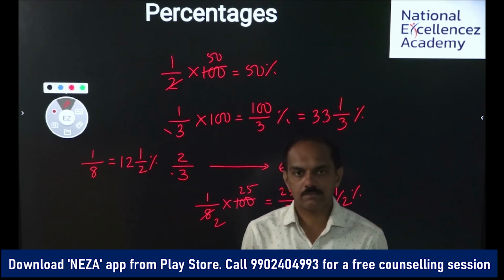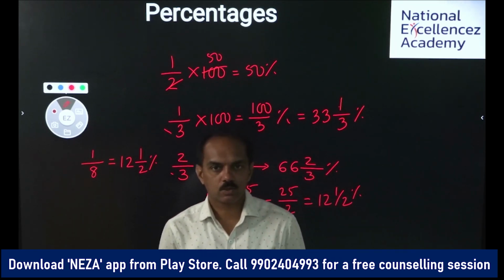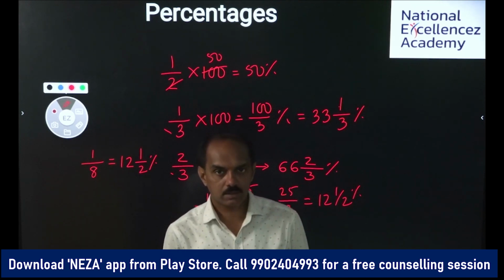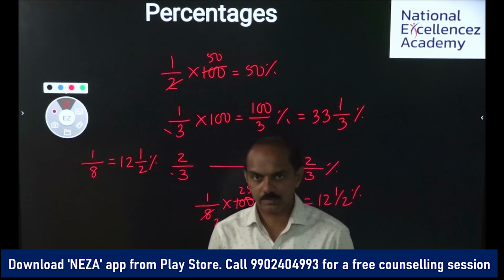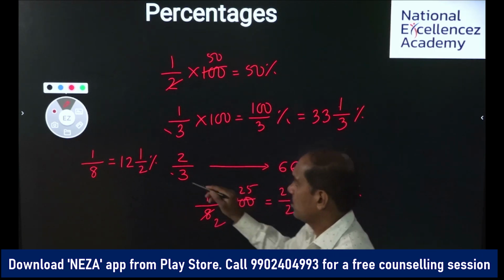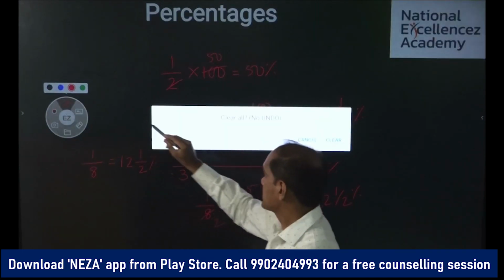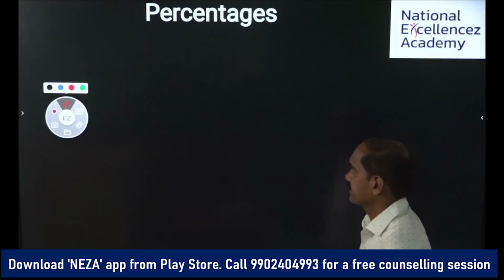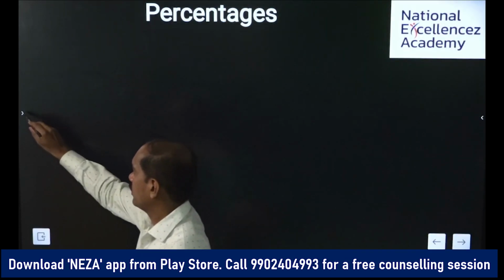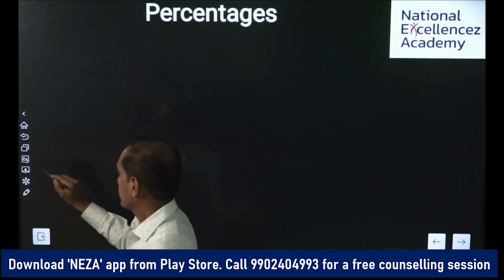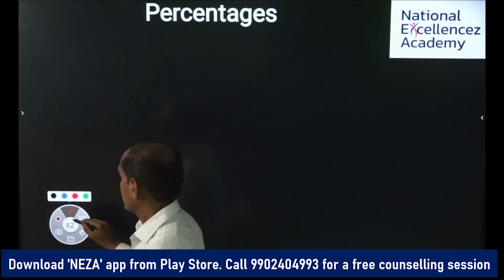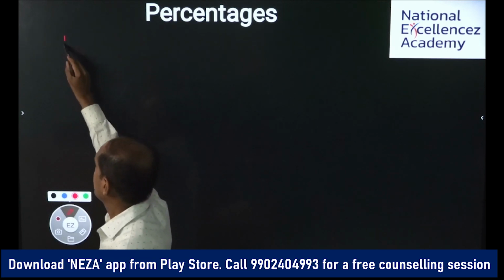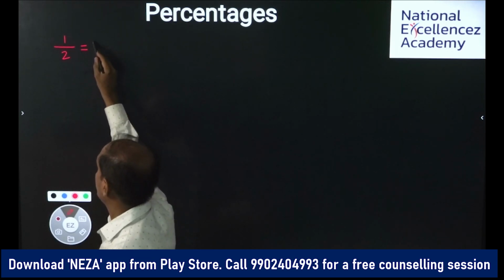By 2 means half, by 4 means quarter, into 2 means double, into 3 means triple, into 4 means 4 times. Okay. So you will have to know some of the fractions by heart. Now I'll be giving you one list. If you know that list by heart, then it will save time for you.